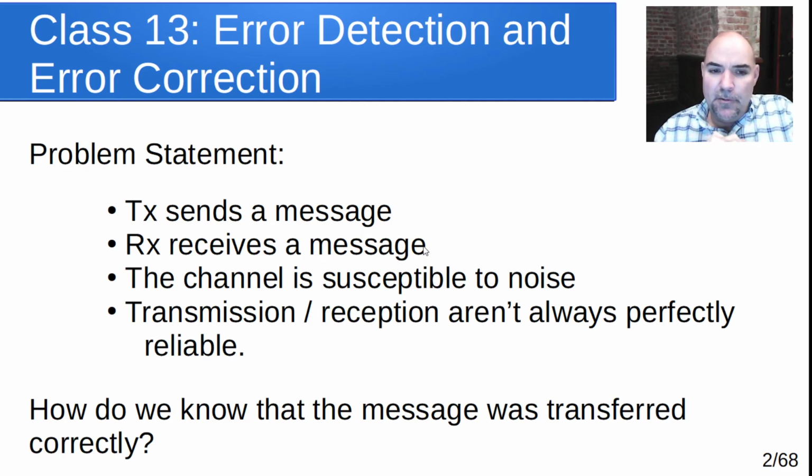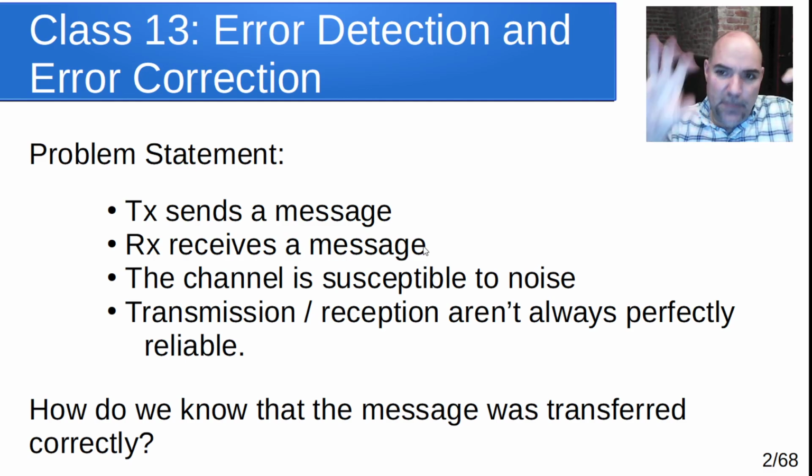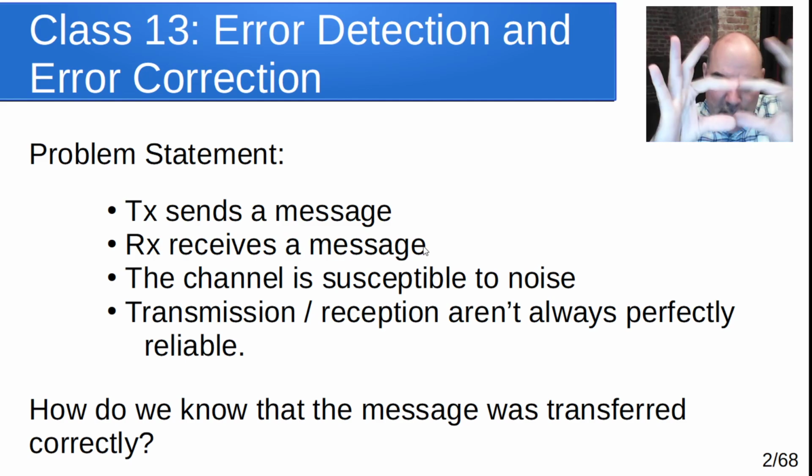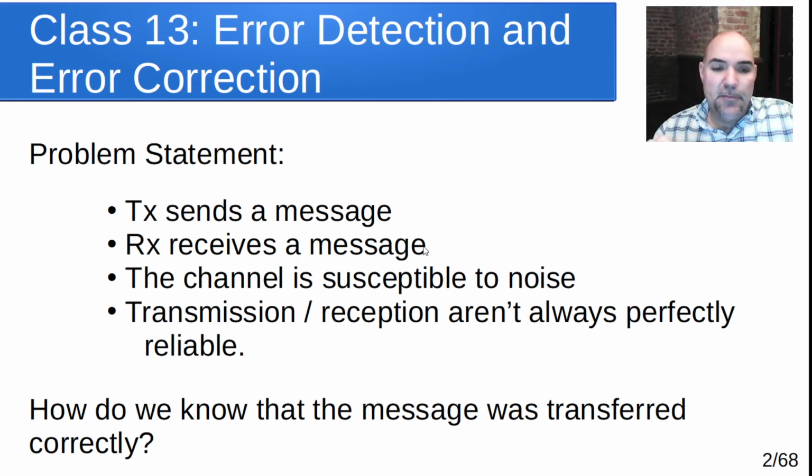You have the transmitter sending a message. If you remember back to that diagram where we had the transmitter, the receiver, and the channel in between. The transmitter sends a message by encoding it on the channel. The receiver pulls it off the channel and decodes it. And ideally, the message that goes in from the transmitter is the message that comes out to the receiver.